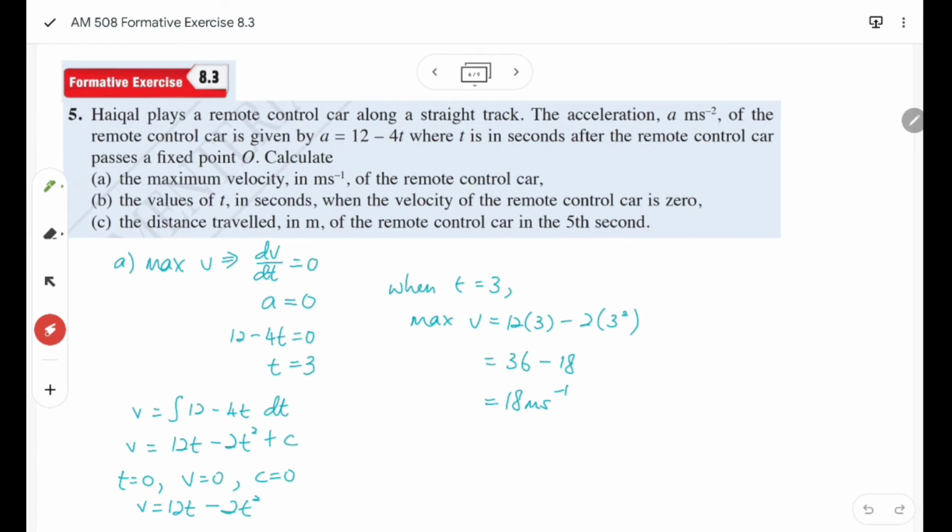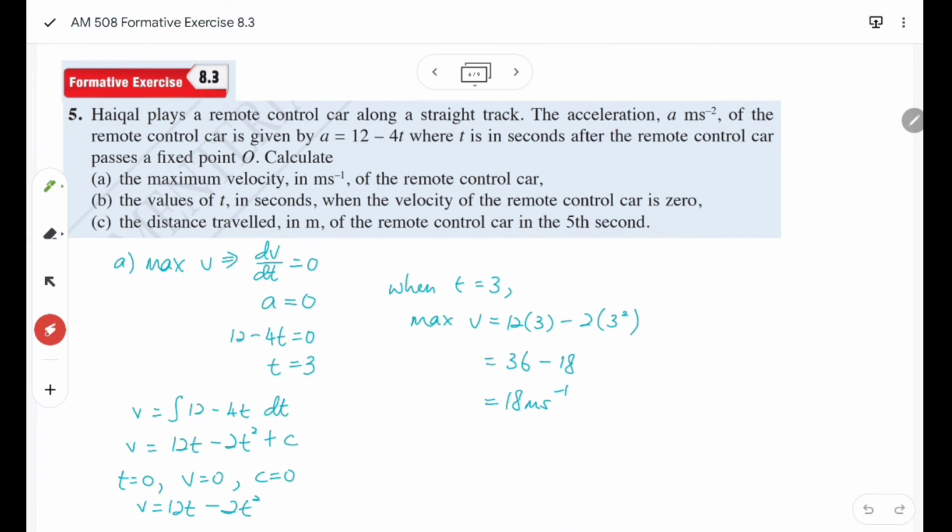Then we are given the function of acceleration, and we get the function of velocity by integrating 12 minus 4t. We get v equals 12t minus 2t squared plus c. And reading through the question, we find no initial velocity. Therefore, when t equals 0, v equals 0, hence c will also equal 0. So we get v equals 12t minus 2t squared.